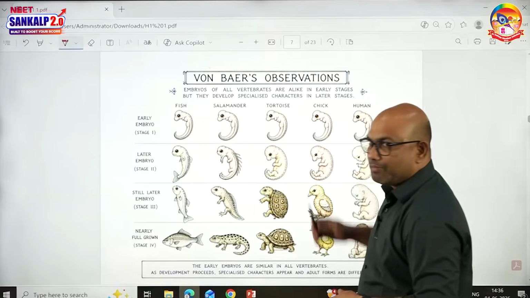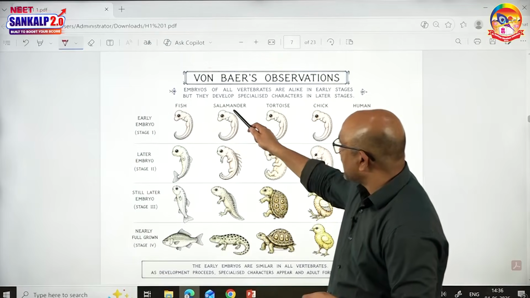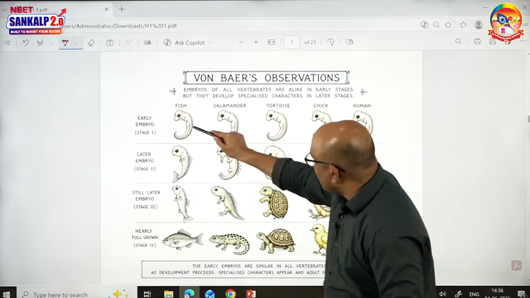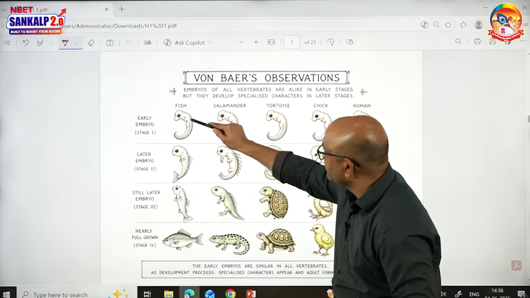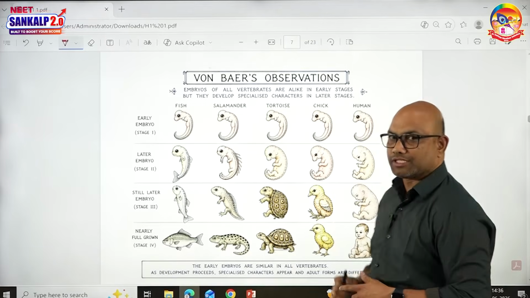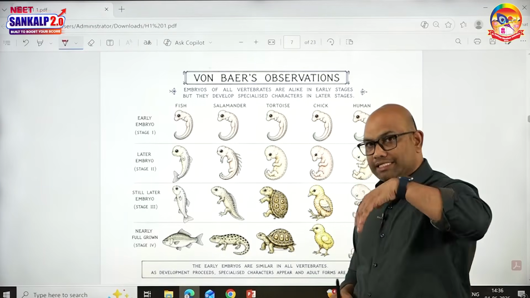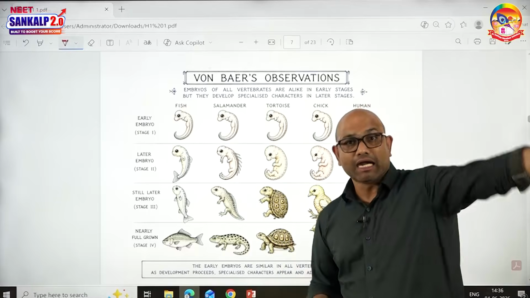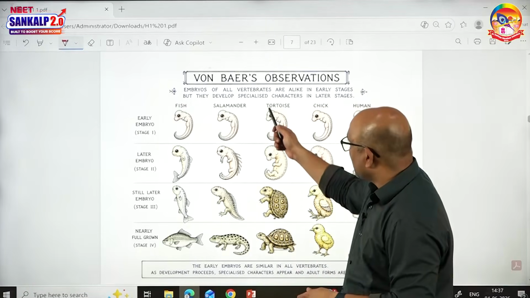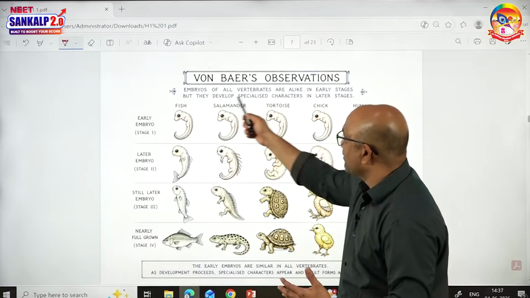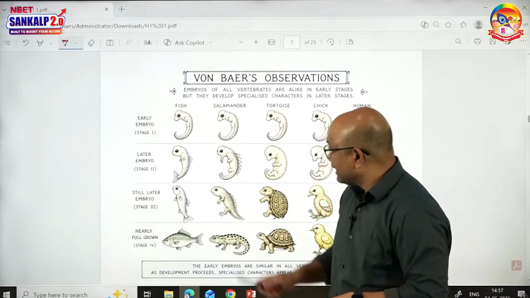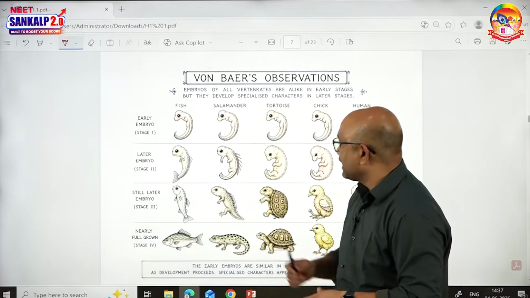the embryos of vertebrates: early embryos of fish, salamander, tortoise, chick and human. See, early embryos seem almost the same. That means embryos of all vertebrates are alike in early stages. So, what Haeckel said is that embryos show similarities with the adult ancestors, but von Baer says that embryos are almost similar to their embryonic ancestor, and von Baer also said embryos never pass through the adult characteristics.